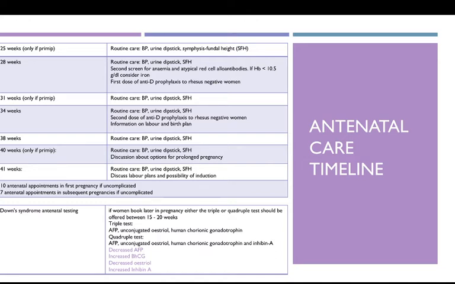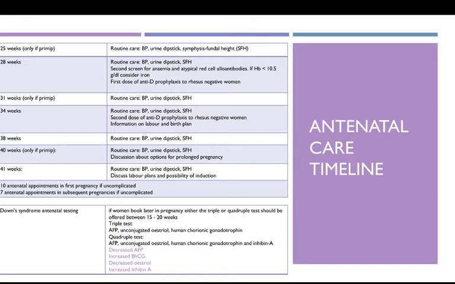At 38 weeks, another routine appointment, BP, urine dipstick. At 40 weeks, only if you're primiparous, blood pressure, urine dipstick, SFH, and then you discuss options for prolonged pregnancy at 41 weeks, because you're now possibly past your due date. You will discuss the possibility of induction.